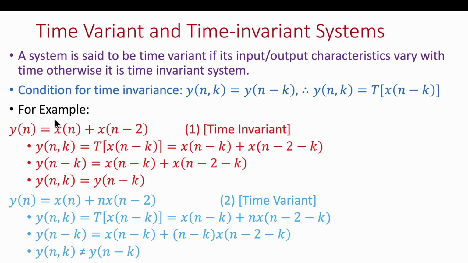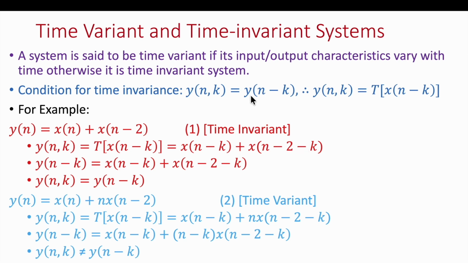For example, we have a system whose response y(n) is equal to x(n) plus x(n minus 2), and you need to check this condition for time invariance. y(n,k) is equal to the transform of x(n minus k). It means that you are inserting x(n minus k) in place of x(n). So the answer is x(n minus k) plus x(n minus 2 minus k).